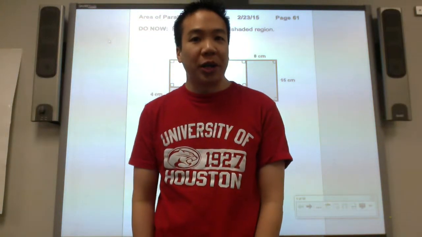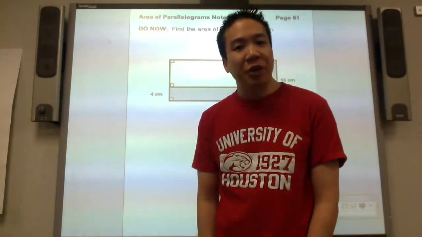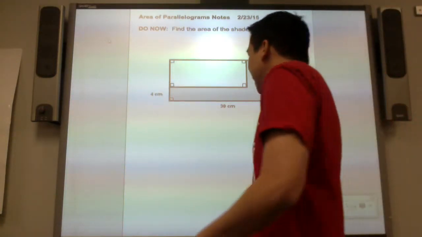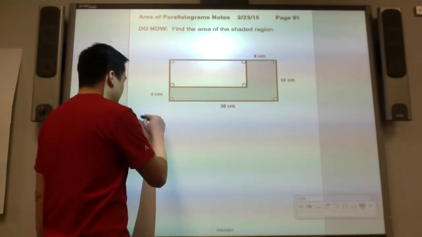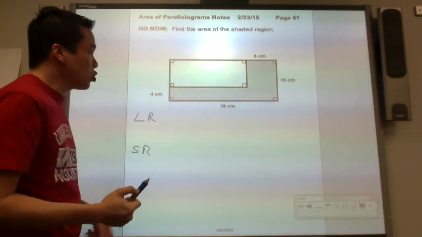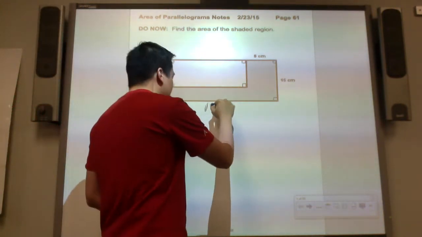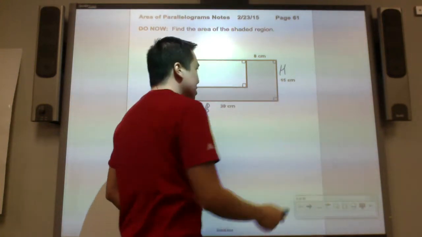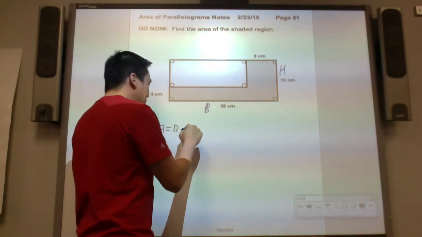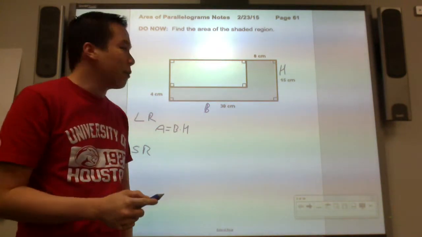About area of parallelograms. But before we do so, let's talk about area of rectangles again. Find the area of the shaded region. So you have two types of rectangles here, a large rectangle and a smaller rectangle. In the larger rectangle, the base is 30 and the height is 15. To find the area of a rectangle, you multiply either base times height or length times width.